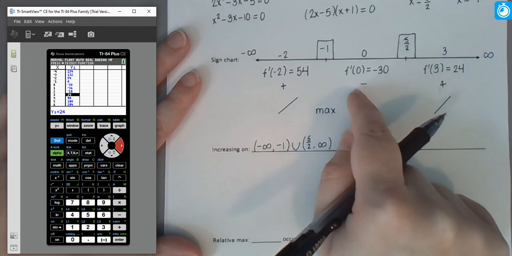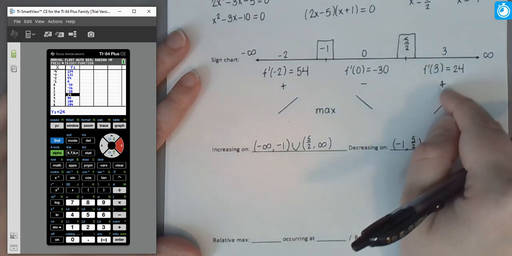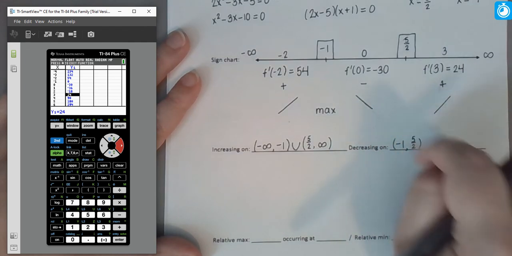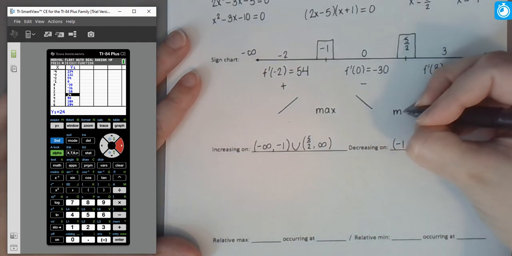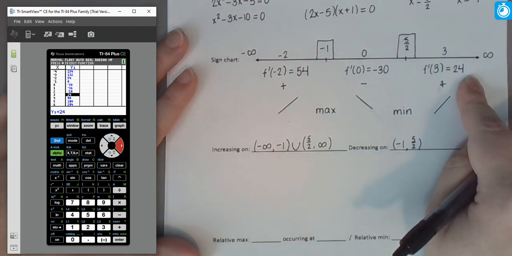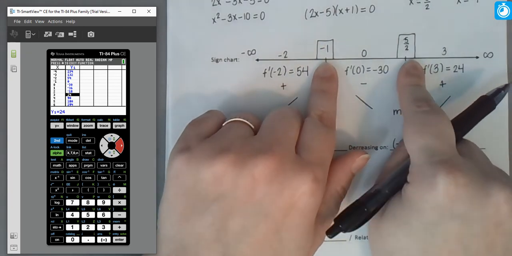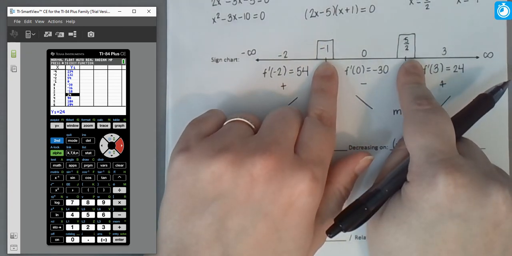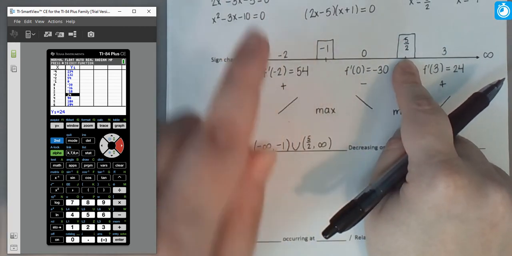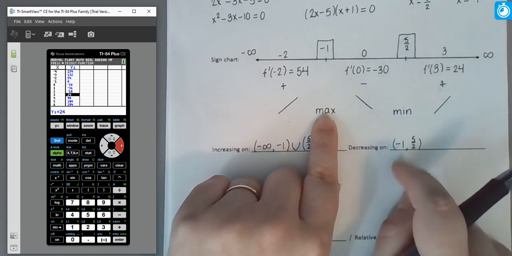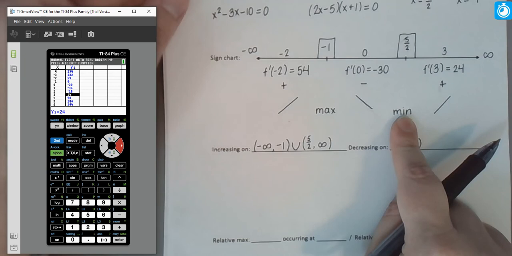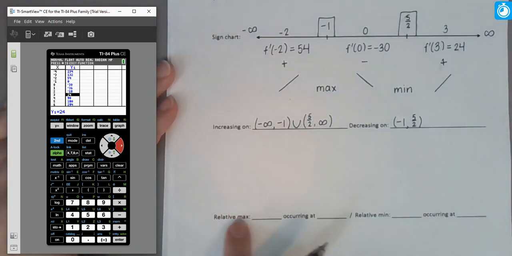Now if we go from decreasing and then begin increasing again, the point where we change over represents the lowest point. It represents a minimum. It's the lowest point, and then we begin increasing again from there. So these two critical values, x equals negative 1 and x equals 5/2, represent the locations of our relative maximum and minimum values. Negative 1 is the location for our maximum, and 5/2 is the location for our minimum.